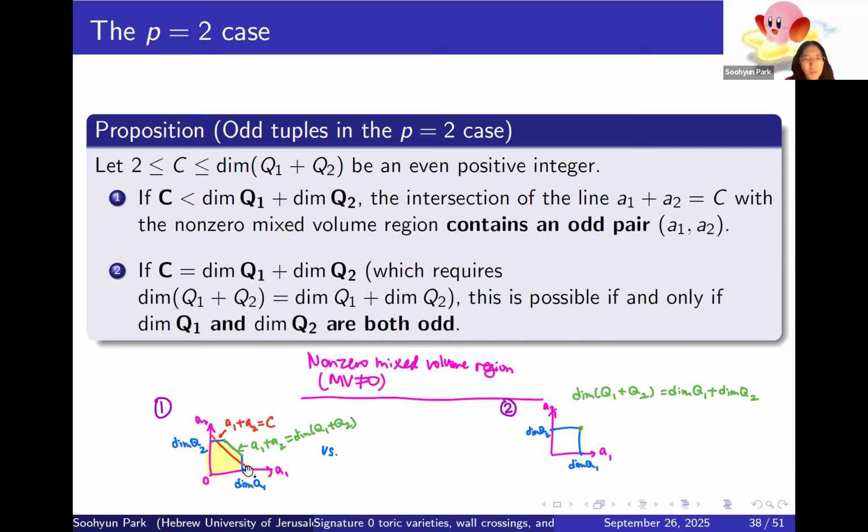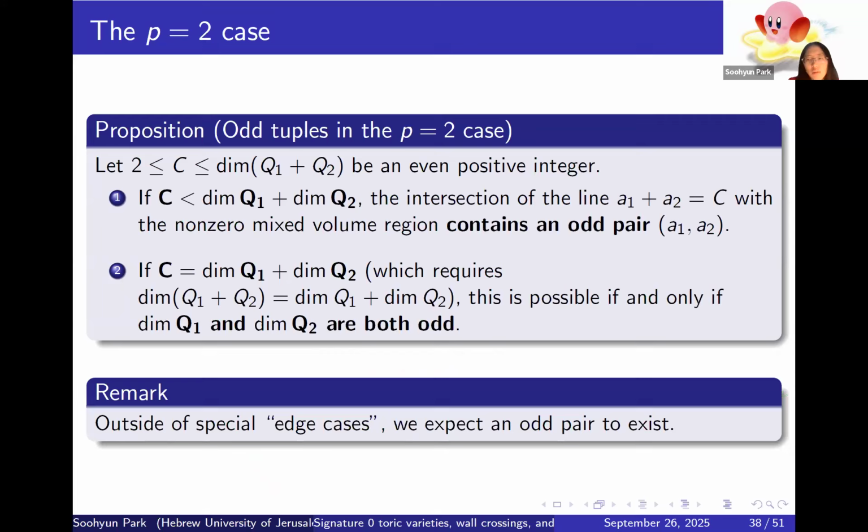And usually you end up with enough points here so that you can just pigeonhole an odd pair, assuming the correct parity conditions. But if this thing is an actual corner of a rectangle and not just a truncated one, then you actually need parity conditions. So essentially, out of edge cases, we expect an odd pair to exist.